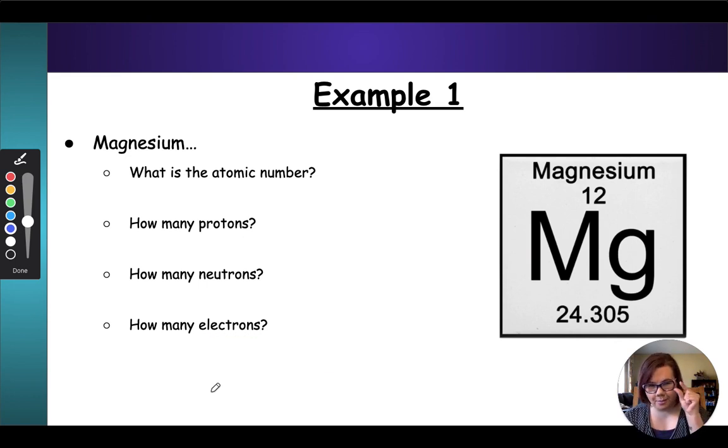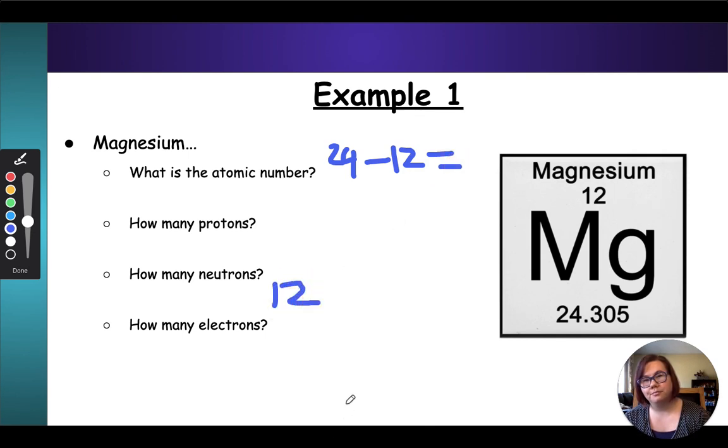Now we have to do that little bit of math and figure out the number of neutrons by first taking this atomic mass and rounding it. Our number after the decimal is a 3, which is less than 5, so we're going to keep it at 24. So our mass number is 24. And now we just have to do mass number minus atomic number. So 24 minus 12, and that's going to give us 12 neutrons. Okay, pretty simple, pretty straightforward. But again, practicing this is one of the easiest ways to figure this out.